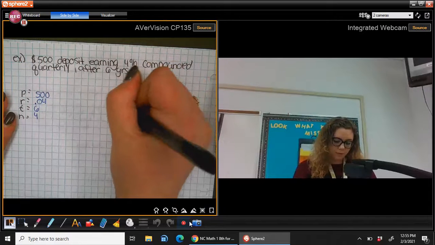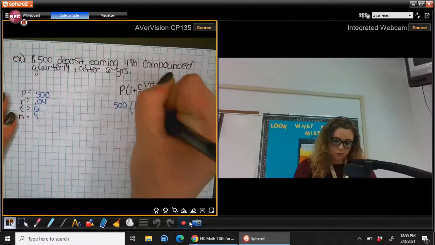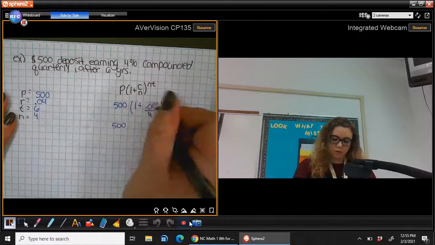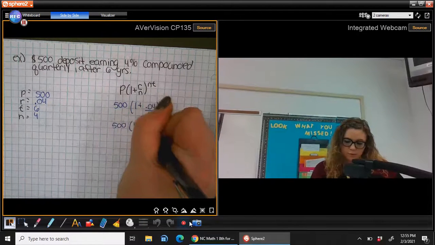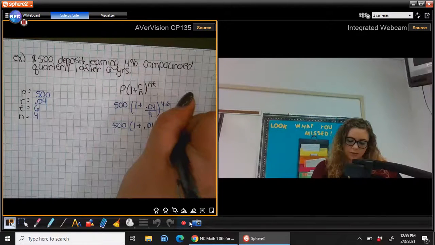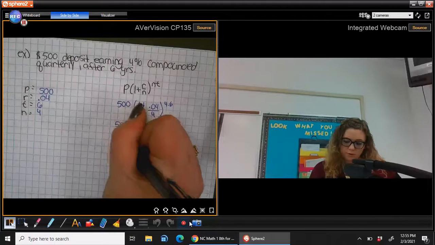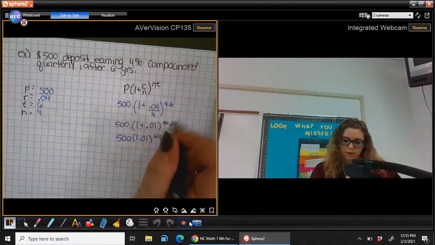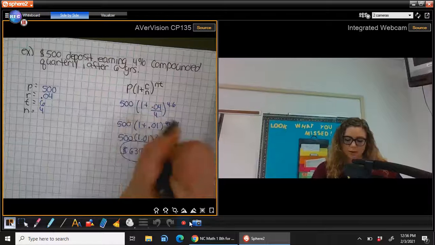Plug in your information. You're going to do this first, and when you divide that, you get 0.01. 4 times 6 is going to give you 24. Now you're going to do this middle part, and you get 1.01 raised to the 24th. And then when you solve that, you get $634.87, and this is your answer.